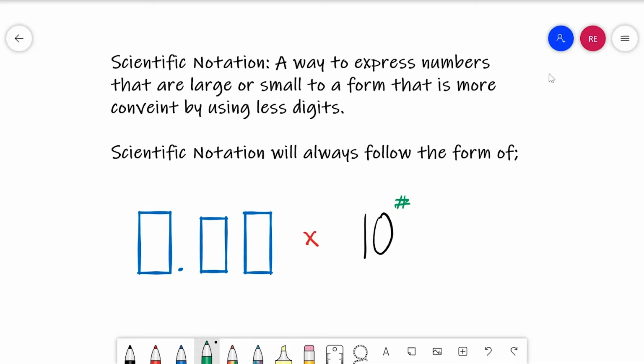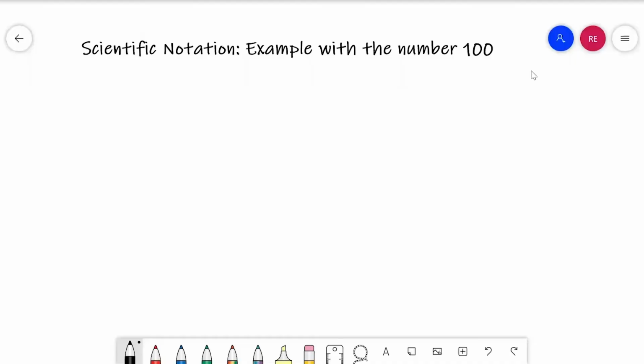Well, one definition of scientific notation is that it's a way to express a number that is large or small into a different form that is more convenient by using less digits. So how does scientific notation use less digits? Well, it will always follow the form of some number that is in the ones place times 10 to the power of some number. Let's look at an example with the number 100.